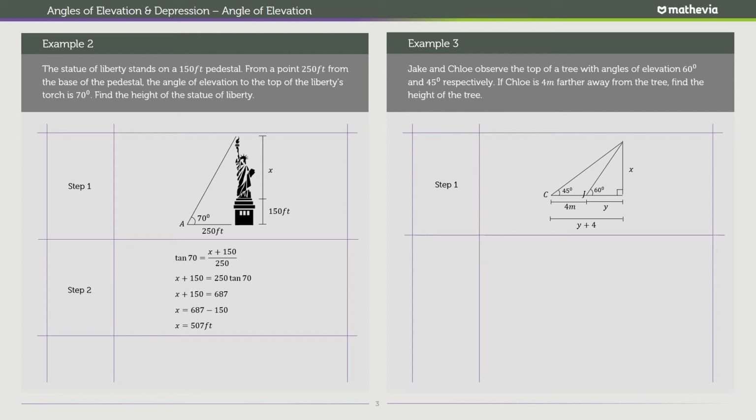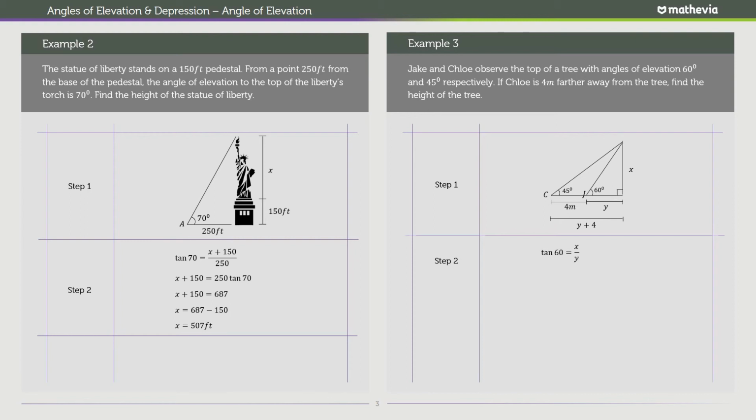And we have another triangle, Chloe's triangle. Chloe's triangle is the bigger triangle, the full triangle from the tree all the way down to Chloe. In Chloe's triangle we have 45 degrees. Jake's triangle is inside Chloe's triangle. We have her adjacent as y plus 4 and opposite as x. So we're just going to draw out the information for Jake and Chloe.